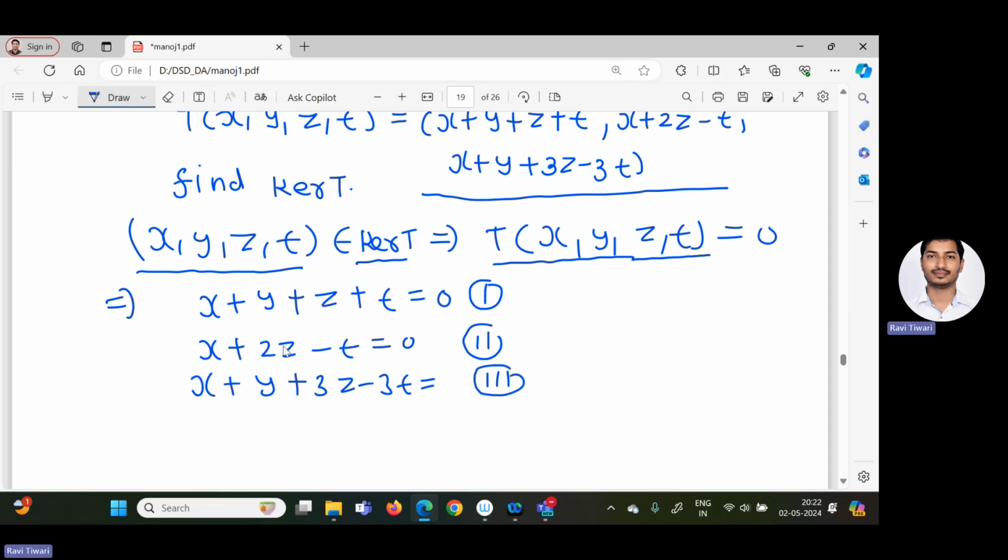Now we have to solve, and the solution of this system of linear equations will be the kernel of T. How to solve this system? There is an easy way: we can convert this system of linear equations into matrix form. So this will be the matrix with rows 1, 1, 1, 1 and 1, 0, 2, minus 1, multiplying (x, y, z, t). So here y is 0.